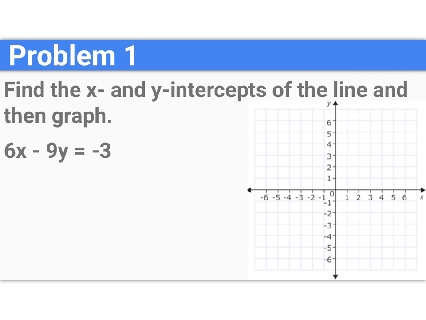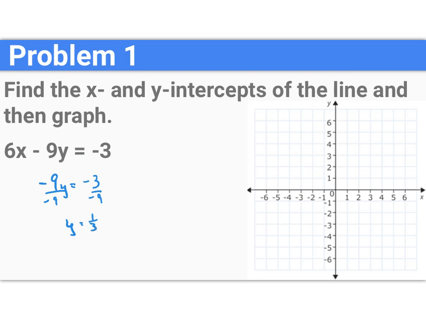Okay, find the x and y intercepts of the line and then graph. So the x-intercept. So when x is 0, we have the y-intercept. So negative 9y equals negative 3. Divide both sides by negative 9. So the y-intercept is 1/3.